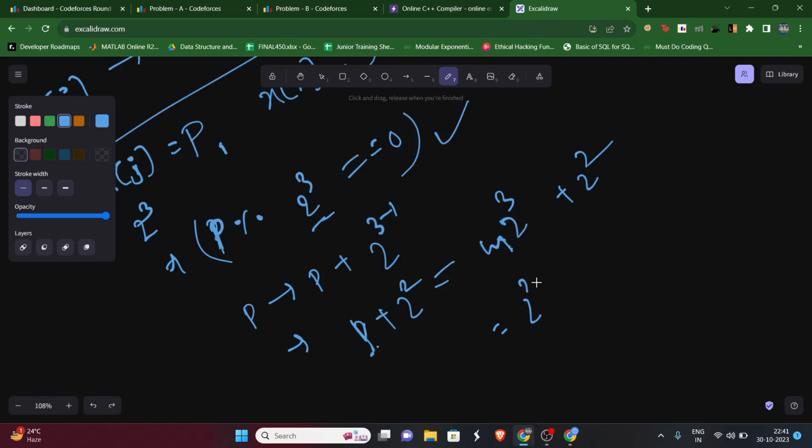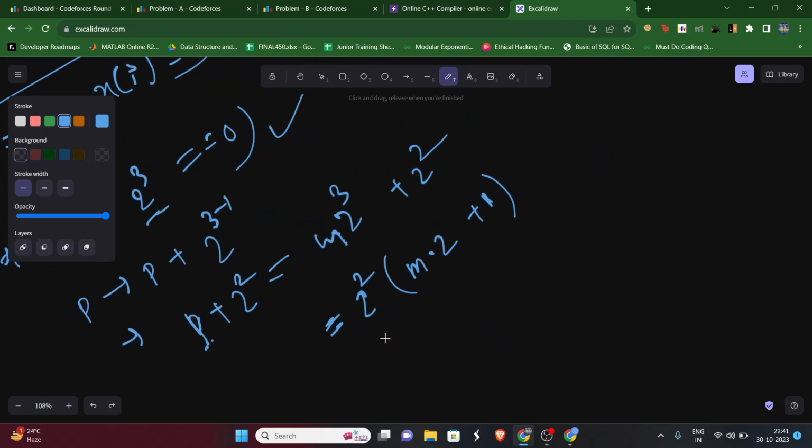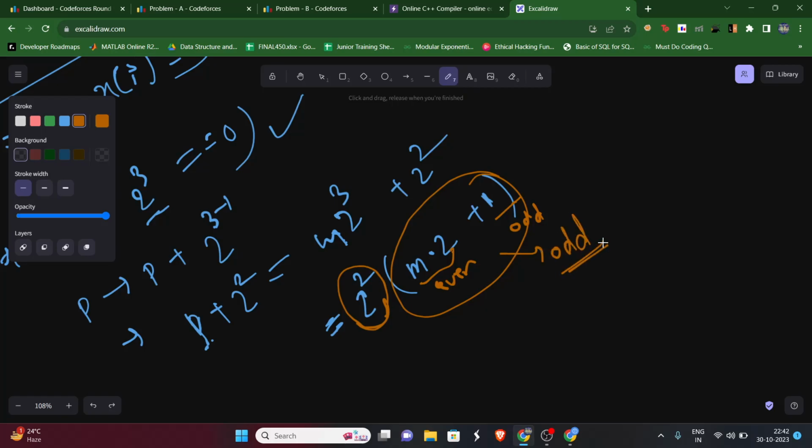Now if we take 2 to the power 2 common, what do we have? M into 2, because we have taken out 2 to the power 2, so there will be one 2 remaining, and 1 over here. Now, this is the most important observation for this question. This is 2 to the power 2, and 2m is an even number, while 1 is odd. So 2m plus 1 overall will be an odd number. And we assumed that p was divisible by 2 to the power 3.